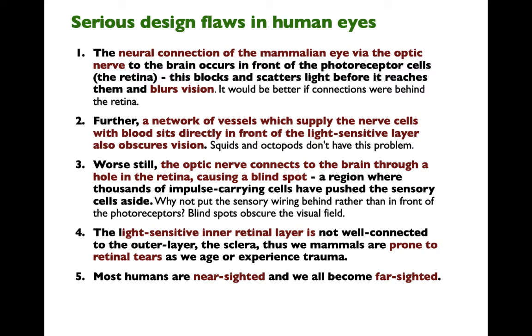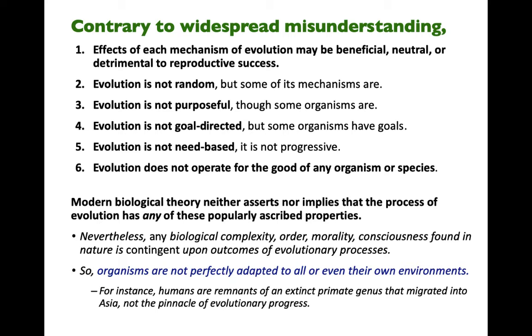These are what we refer to collectively as design flaws, where a smarter committee of designers, or a designer, would perhaps have come up with solutions to these. There are solutions in the natural world. Again, contrary to widespread misunderstanding, the effects of each mechanism of evolution may be beneficial, neutral, or detrimental to reproductive success. Evolution is not random, but some of its mechanisms are. Evolution is not purposeful, though some organisms are. Evolution is not goal-directed, but some organisms have goals.